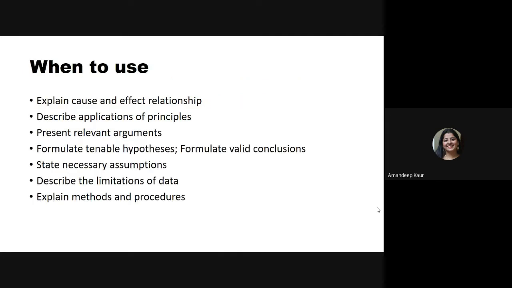We use restricted response questions when the student needs to explain the cause and effect relationship. Another example can be describe applications of a principle, present relevant argument, formulate tenable hypothesis and formulate a valid conclusion, state necessary assumption, describe the limitation of the data, explain any method or any procedure. These types of statements are considered restricted response statements, where the teacher delimits the response that needs to be provided by the student.